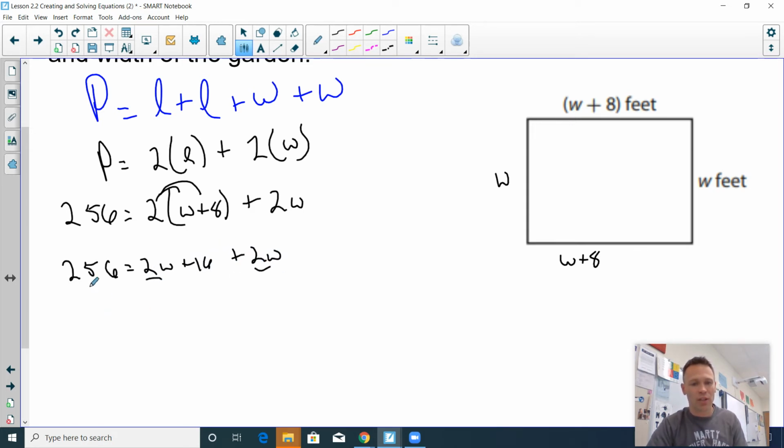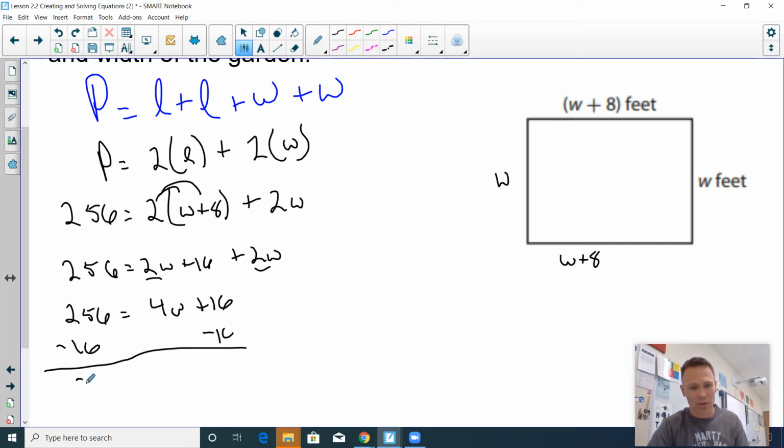I have some like terms that combine, so I got 256 is equal to 4W plus 16. I would subtract 16 from both sides. That gives me 240 is equal to 4W. And now I divide by 4. Let's make that better. And now when I divide, I get W is equal to 60. And so that's the width, right? So the width is 60 feet.